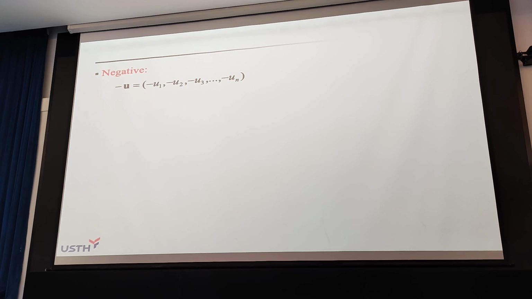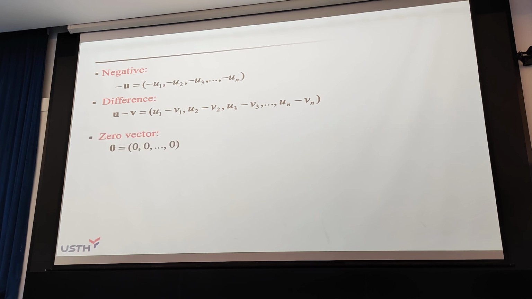And we can define the negative of u. Negative of u equals minus u1, minus u2, minus u3, up to minus un. Then we can define the difference or the subtraction of u and v. u minus v will be u1 minus v1, u2 minus v2, up to un minus vn. So everything is very simple for you to imagine.